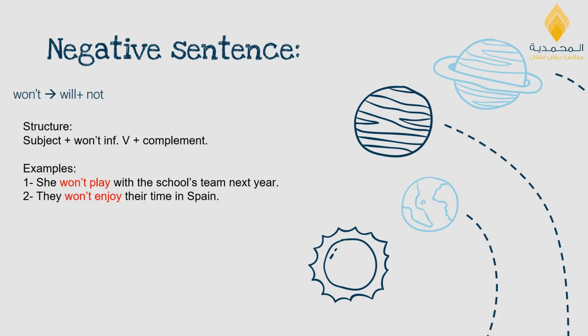About a negative sentence. If I want to add not to a sentence with will, you are going to use the contraction won't. So won't is will plus not. The structure of a negative sentence using will is going to be subject, won't, plus the infinitive form of the verb or the base form, plus the complement. Take a look at these examples. She won't play with the school's team next year. They won't enjoy their time in Spain. So I am making predictions using will in a negative sentence.